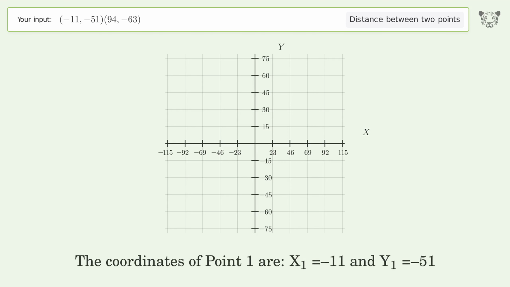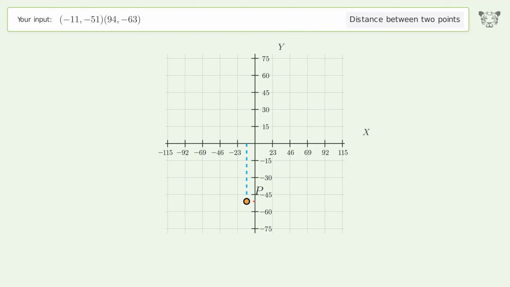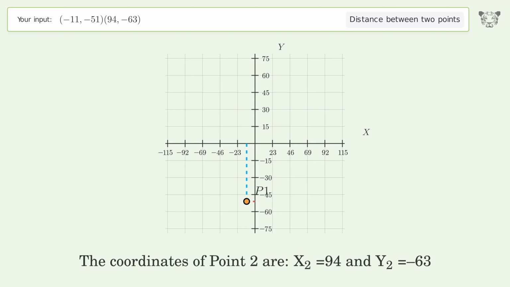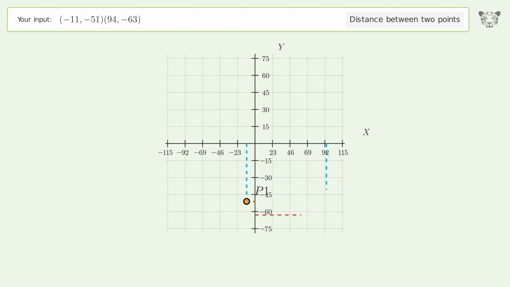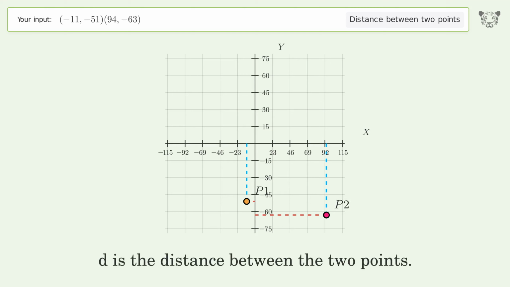The coordinates of point 1 are x1 equals -11 and y1 equals -51. The coordinates of point 2 are x2 equals 94 and y2 equals -63. D is the distance between the 2 points.